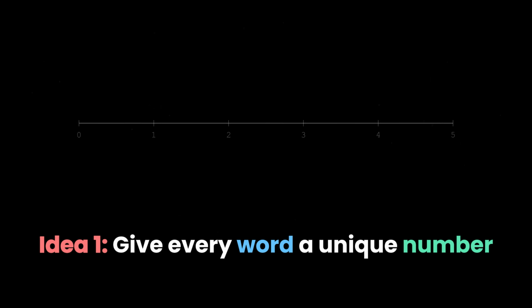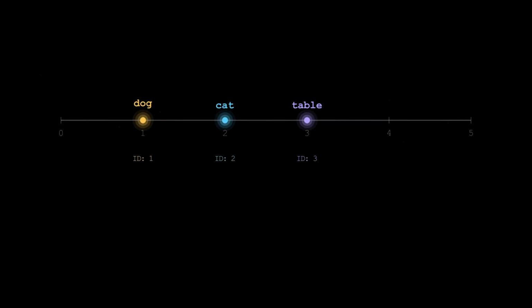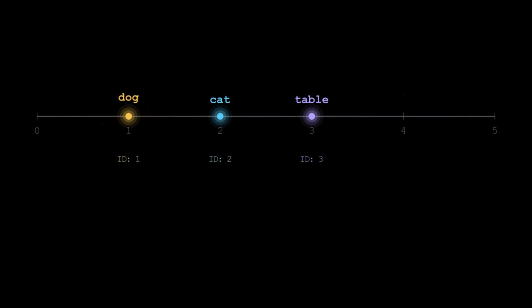Let's start off with our first instinct. Just give every word a unique number, an ID. Dog is 1, cat is 2, table is 3. And this seems perfectly reasonable, right up until you try to use it. Because look at what the numbers actually say.